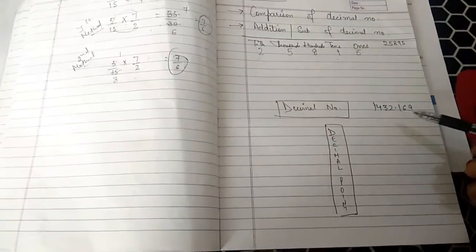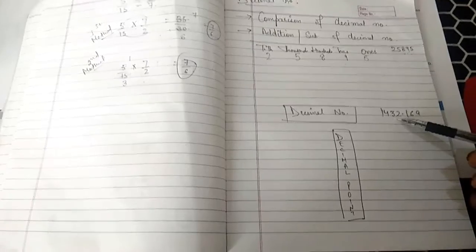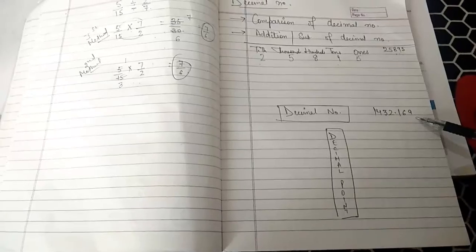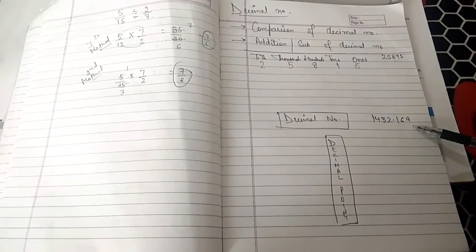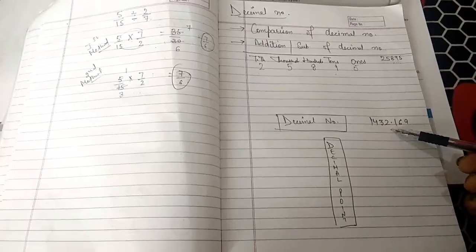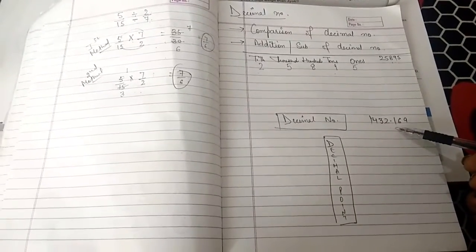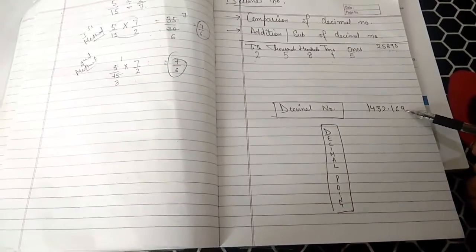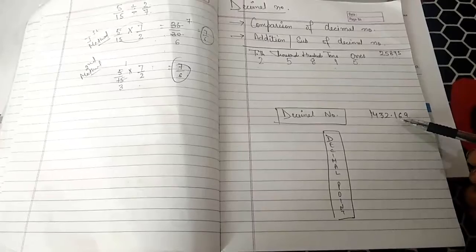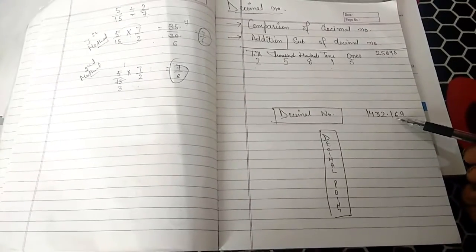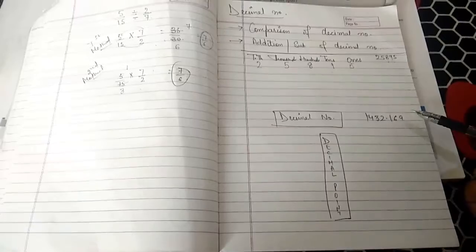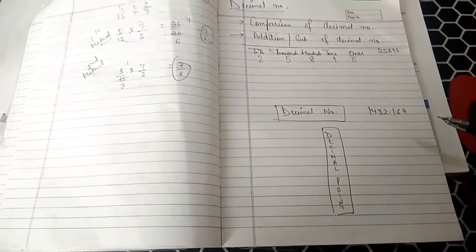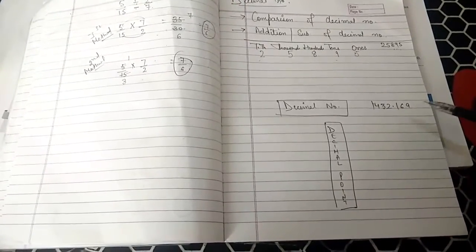Now, if there is a decimal number, suppose the number is 1432.169. Beta, always remember one thing, whenever a decimal number is there, after the decimal all the digits you will call separately. Like I said 169, you will say all the digits separately. You will not call it one hundred sixty-nine. No, it's wrong. You will call it one six nine. Now how will you represent this decimal in a place value chart?